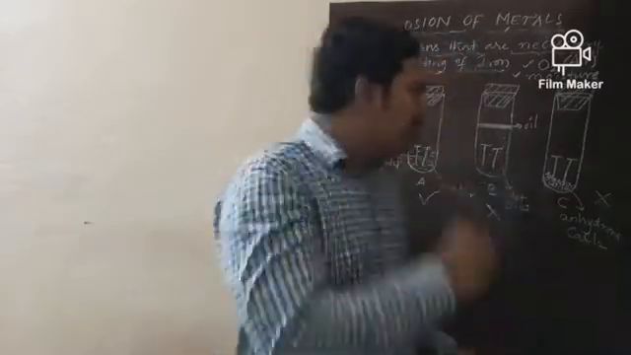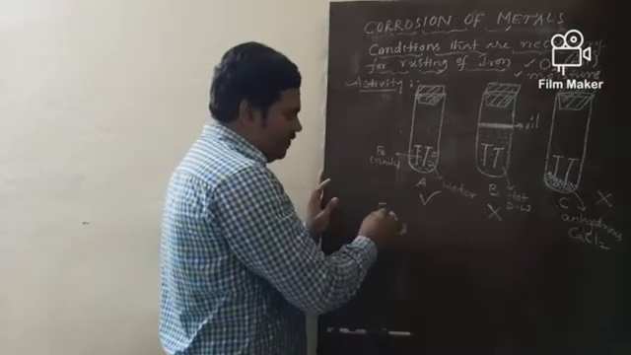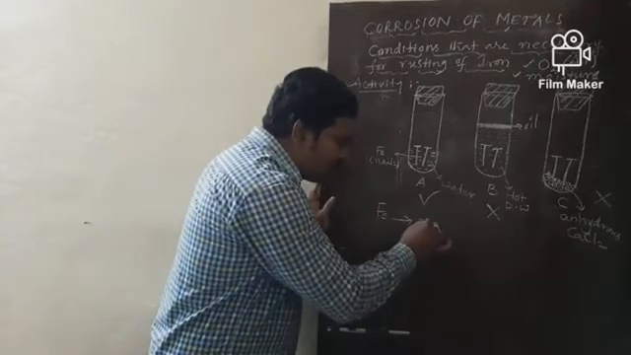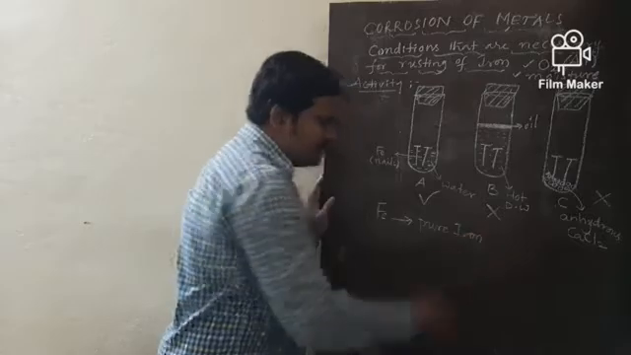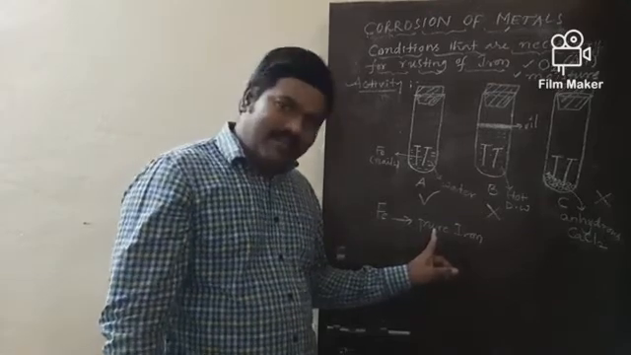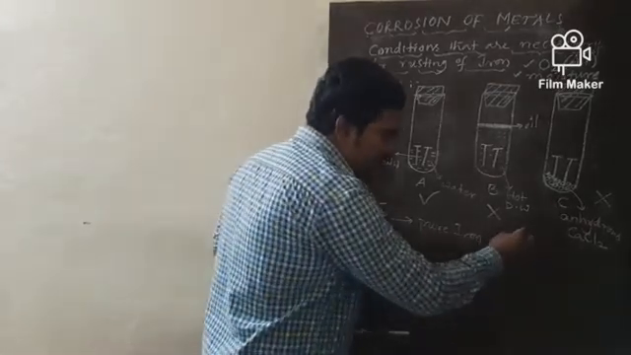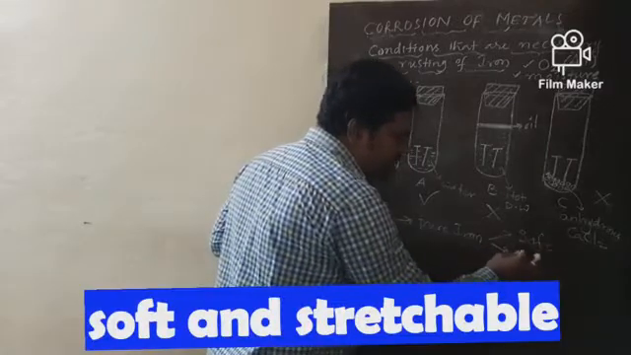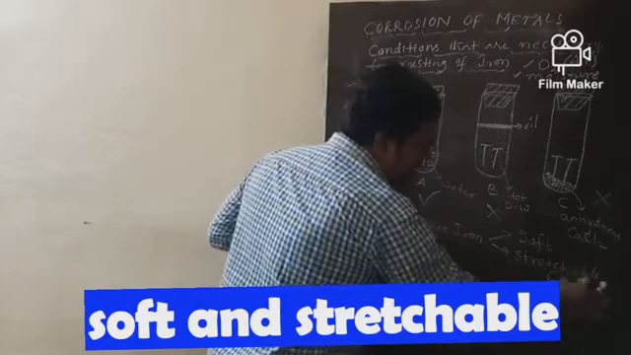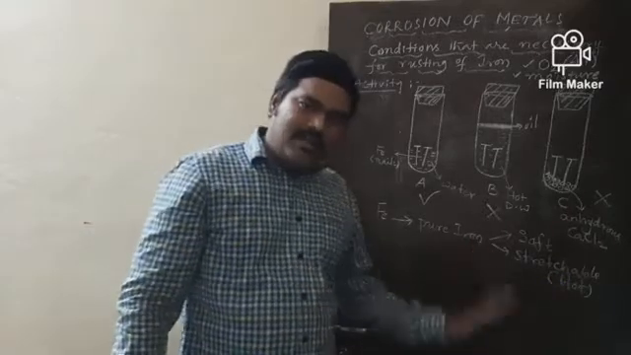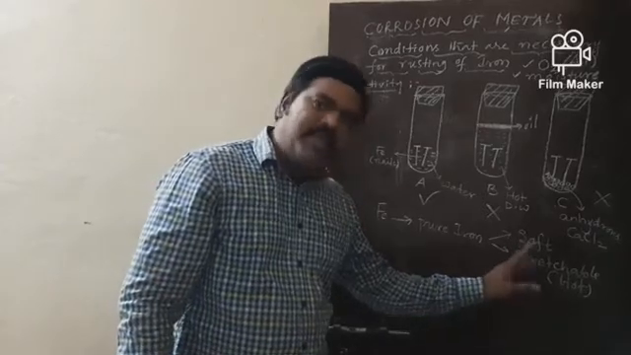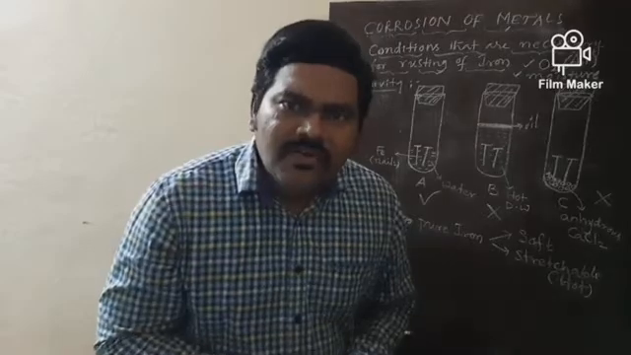For suppose, now let me take iron metal. You know, iron is the most widely used metal, but we are not using pure iron. Why? Because pure iron is very soft and stretchable when hot. Why are we not using pure iron for construction purposes? Because pure iron is very soft and stretchable when hot. Then what will we do?